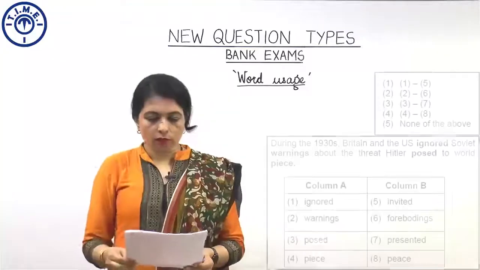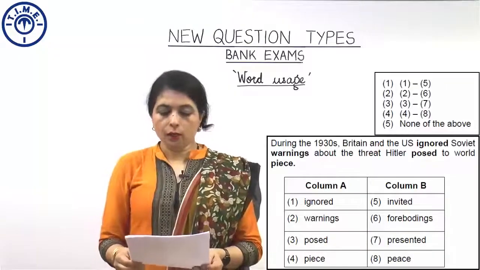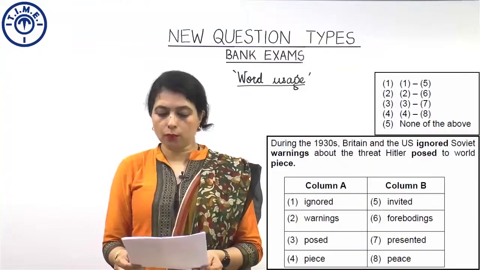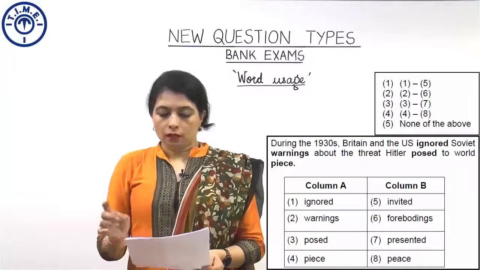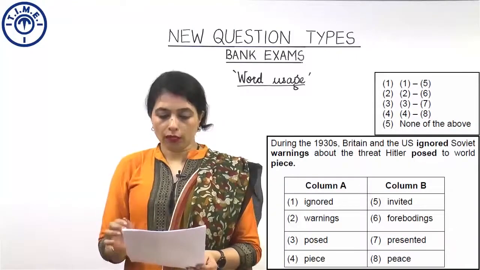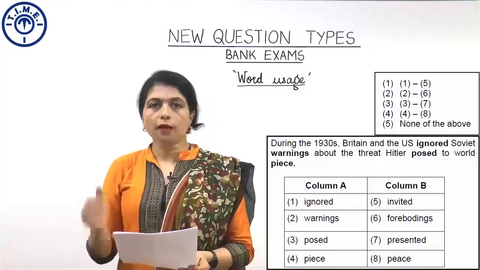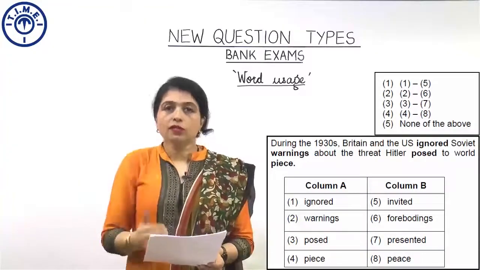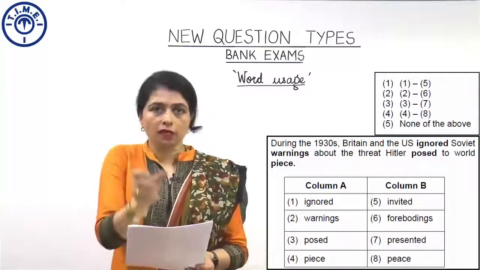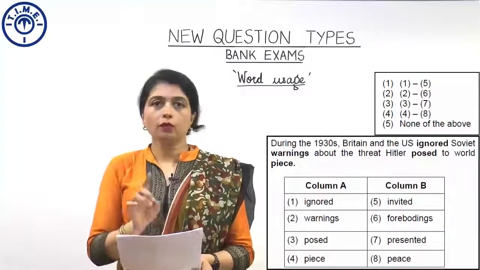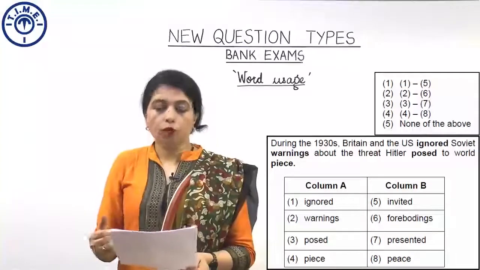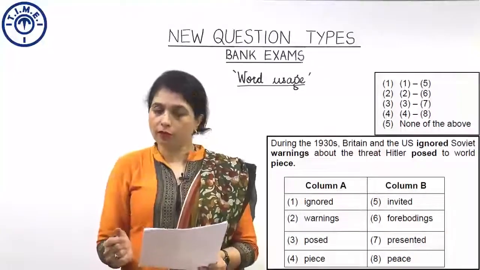The first question is: during the 1930s, Britain and the US ignored Soviet warnings about the threat Hitler posed to world peace. In the sentence, the words that are in bold are ignored, warnings, posed and peace. And all of these words, in the order in which they have appeared in the sentence, are given under column A and labeled 1, 2, 3, 4. And against each, 5, 6, 7, 8 in column B, their suggested improvements have been given to you.